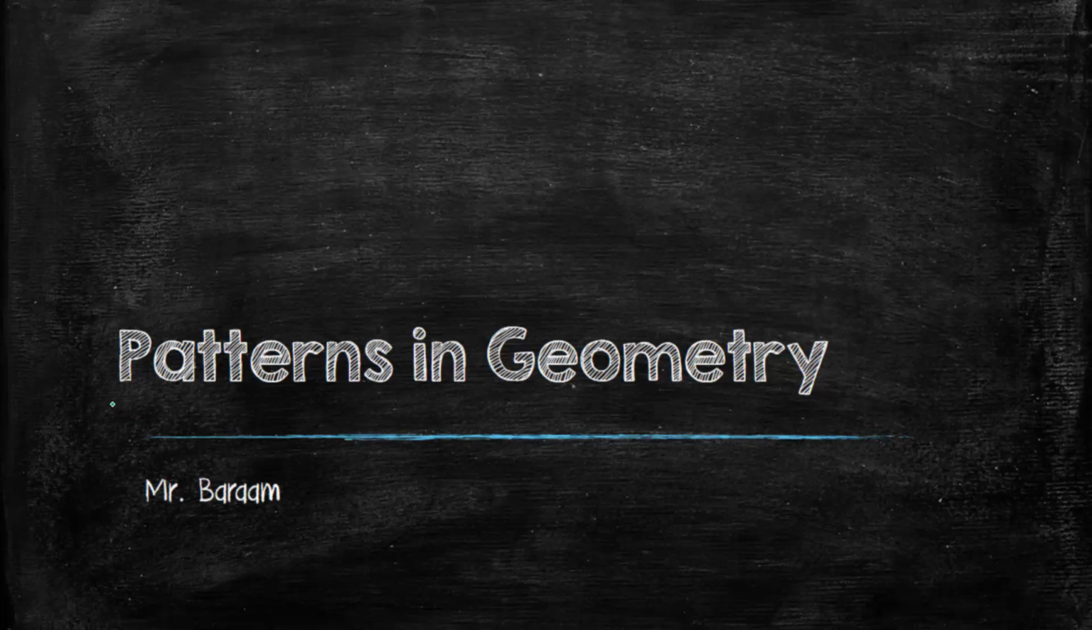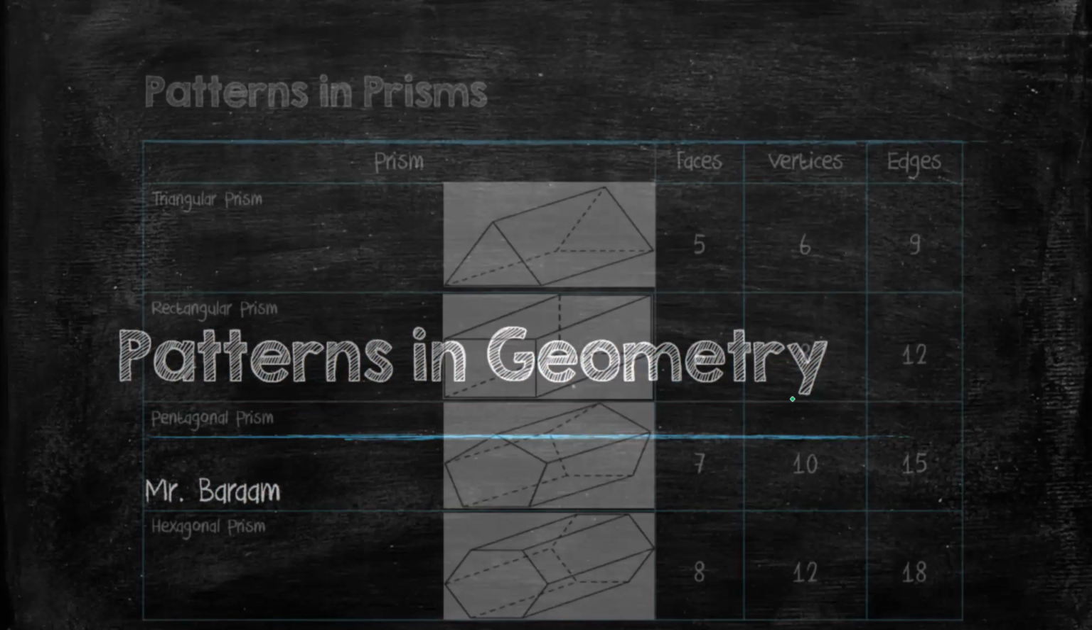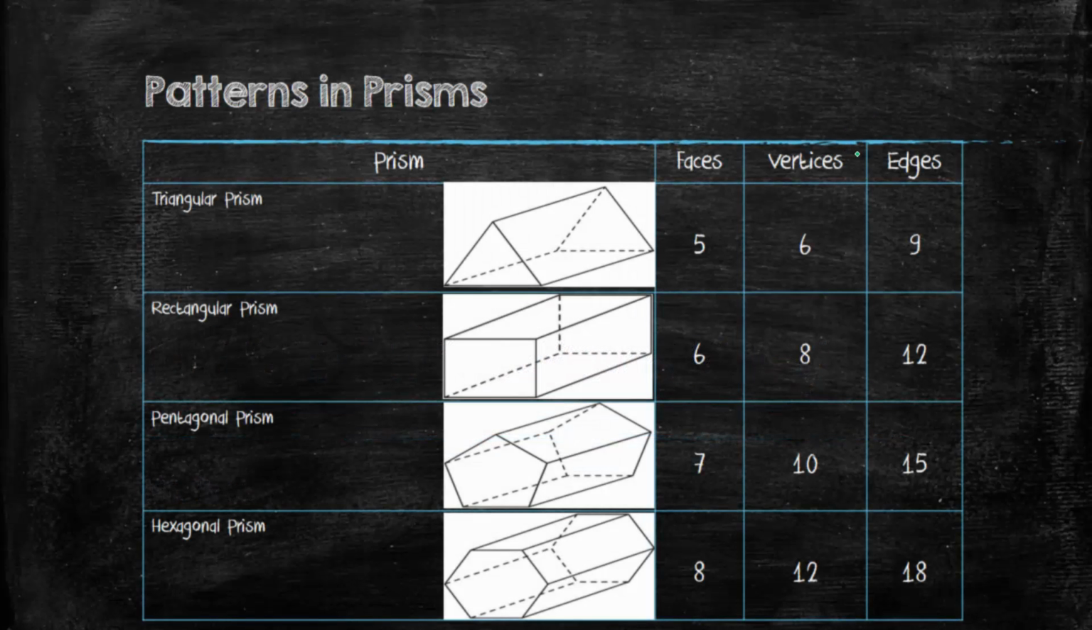Hi, today we're going to be looking at patterns in geometry. Okay, let's get started. So we've got some prisms here. In particular, we've got the triangular prism, the rectangular prism, the pentagonal prism, and the hexagonal prism. And we've got some facts about them.